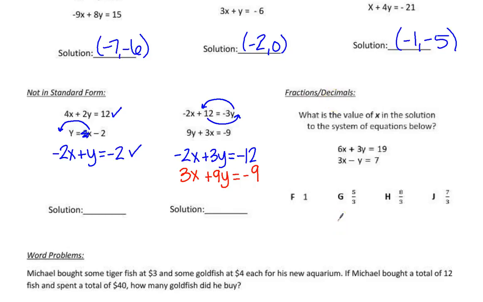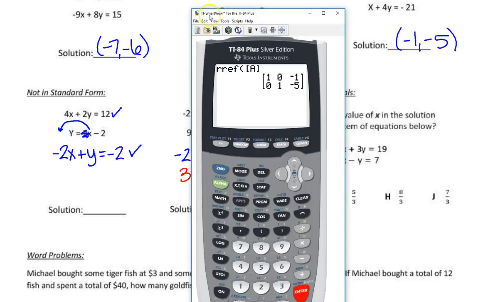So what is the value of x in the solution? On your own, pause real quick. I want you to try to get the answer to this system. So pause it. Go ahead and do that. And then I'm going to do it with you. So I'm going to clear that out.